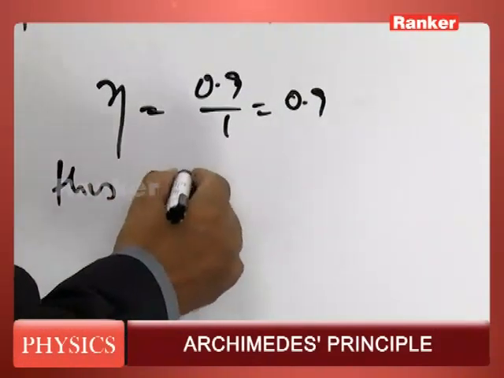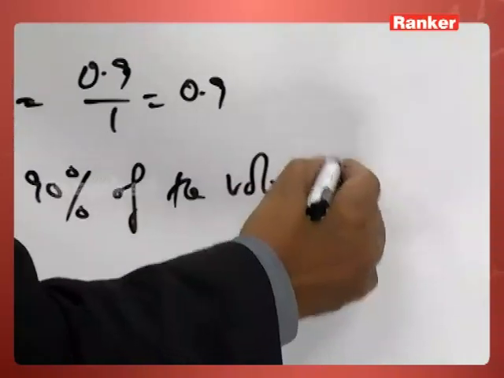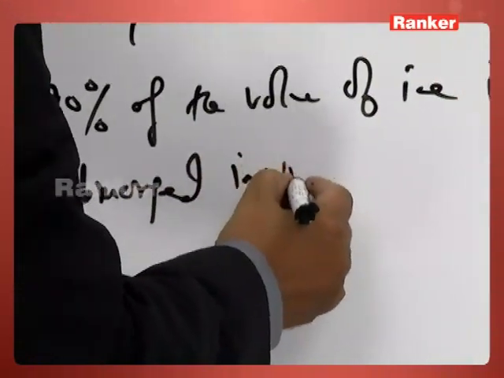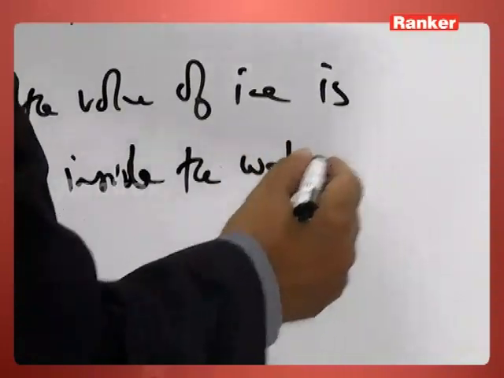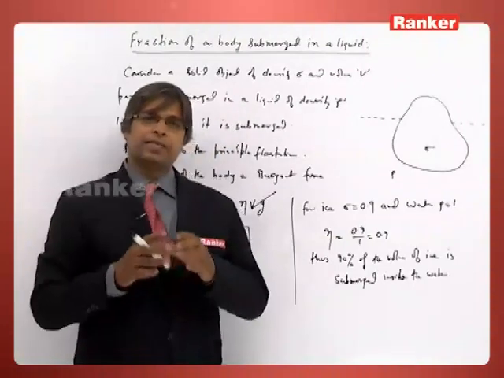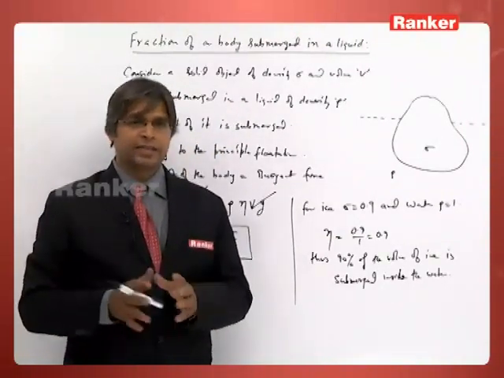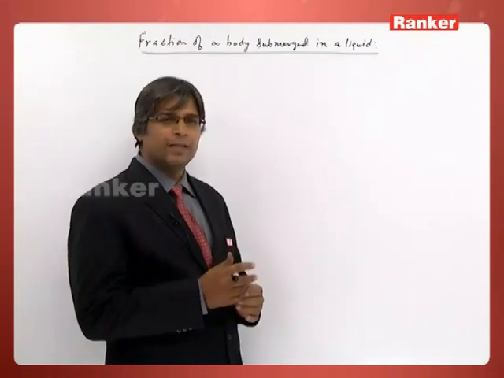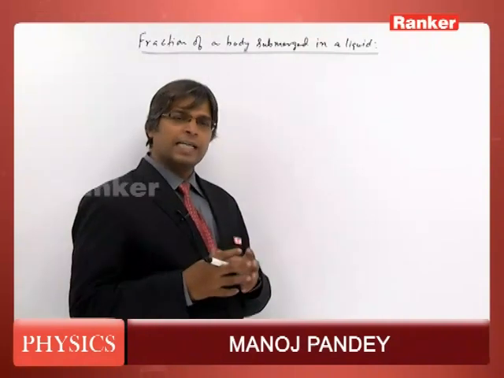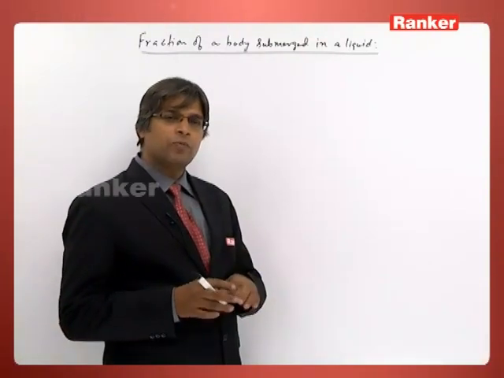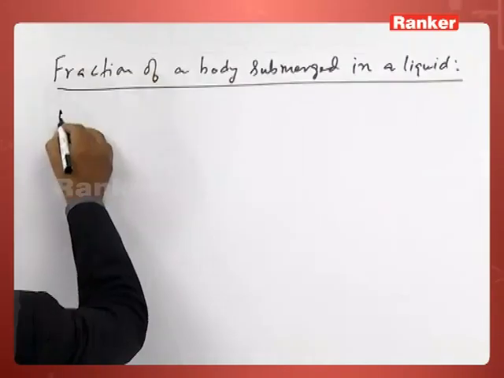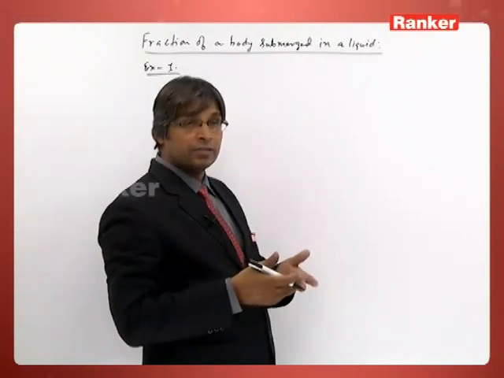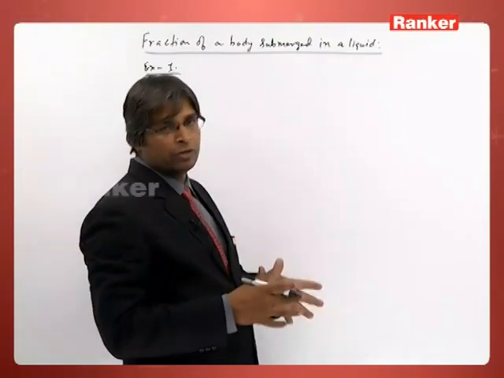Thus 90% of the volume of ice is submerged inside the water. So when an iceberg floats, we see only 10% of the iceberg, 90% is inside the water. Now, in continuation of the fraction of a body submerged in a liquid, let us take some examples. If we have some ice floating on water, and the ice melts, what happens to the level of water? So let us take some examples where we will see how the level of water changes or does not change, or how it gets affected by something melting which is floating on it.